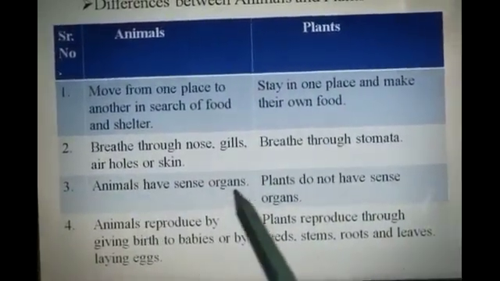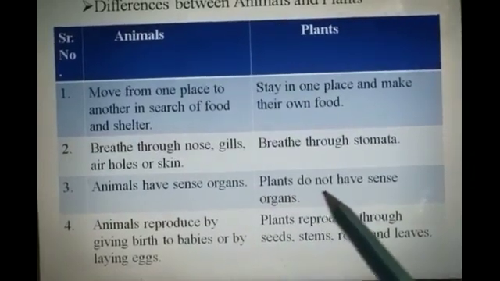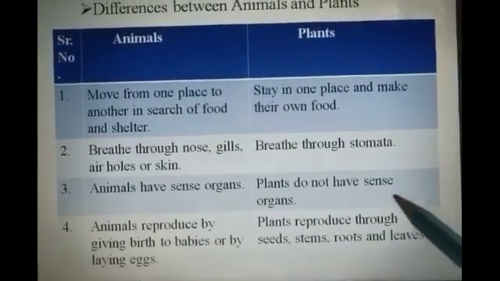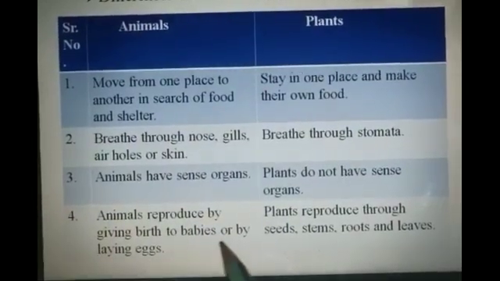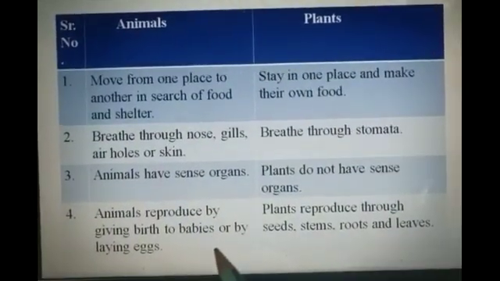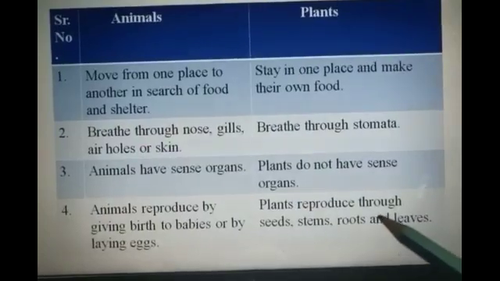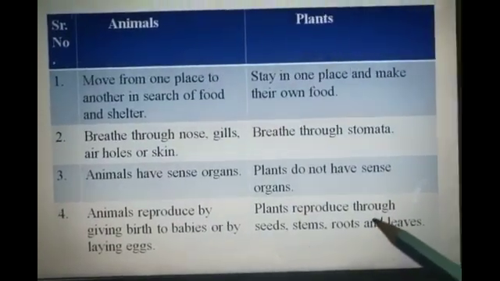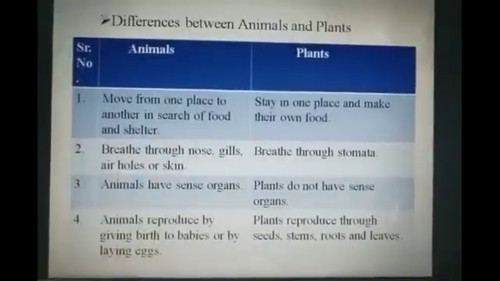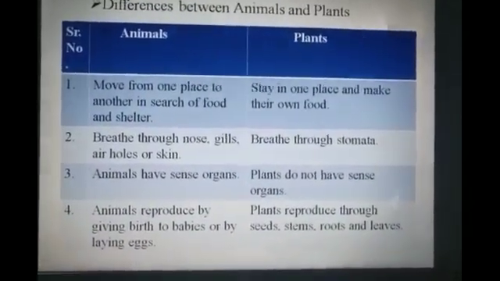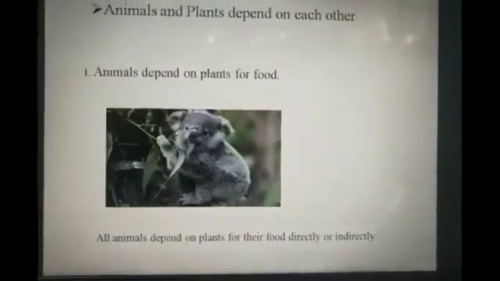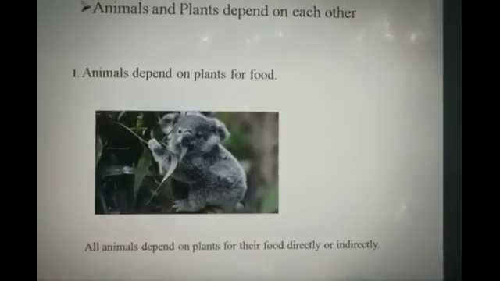Animals have sense organs, whereas the plants do not have sense organs. Animals reproduce by giving birth to babies or by laying eggs. Plants reproduce through seeds, stem, roots, and leaves. Both animals and plants depend on each other.